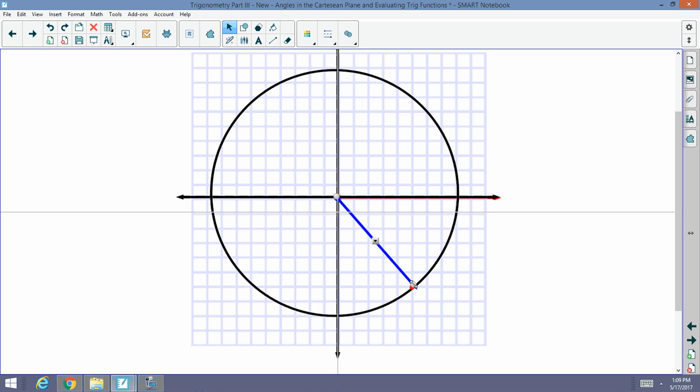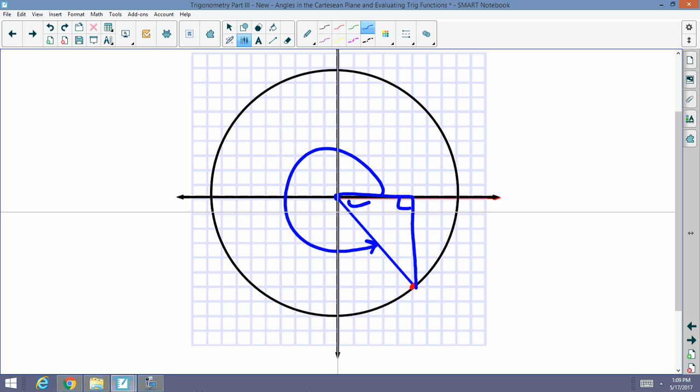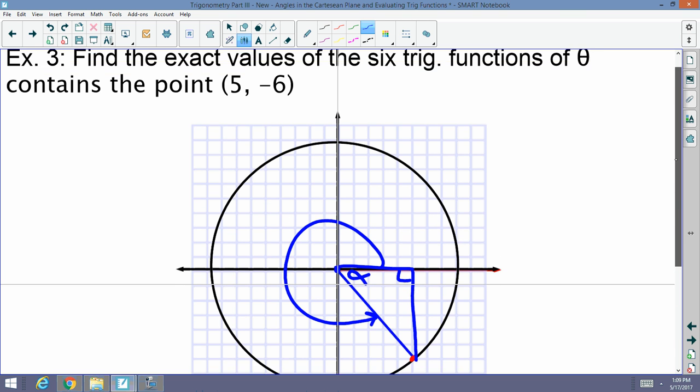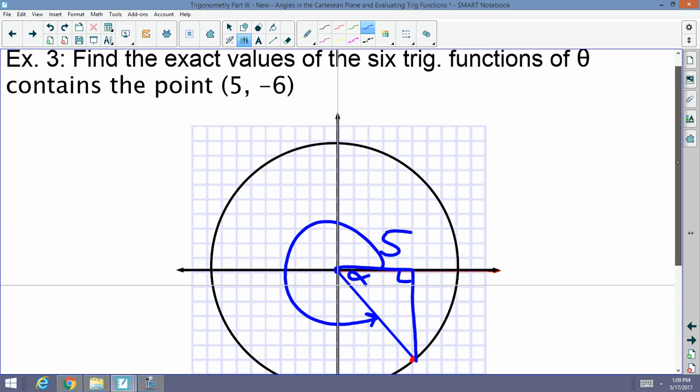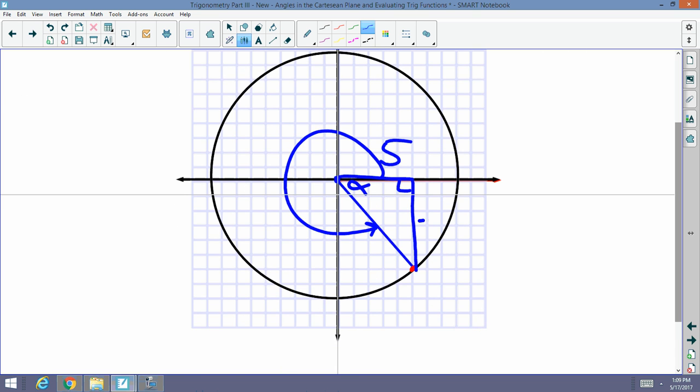And it stopped right there. So the trajectory of this angle was this way. Bam. Drop this down here. This is my alpha. That's my reference angle. Now, what's my x value here? Well, I'm at 5. So that's 5. And then my y value is negative 6. So that's negative 6.